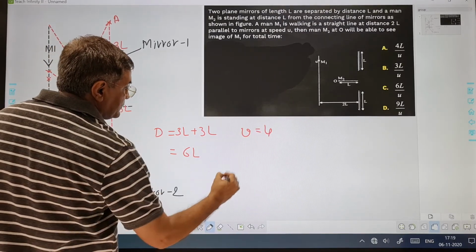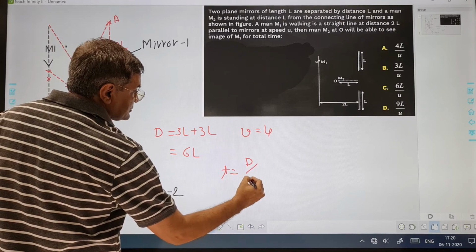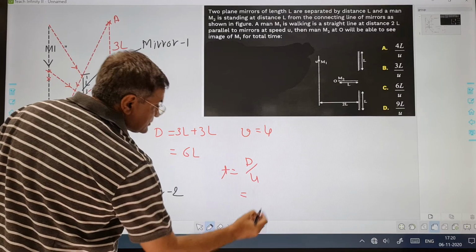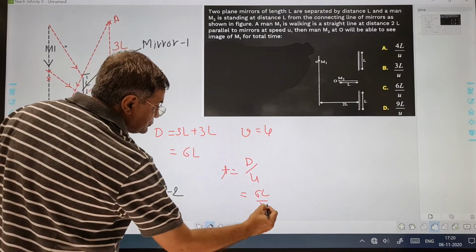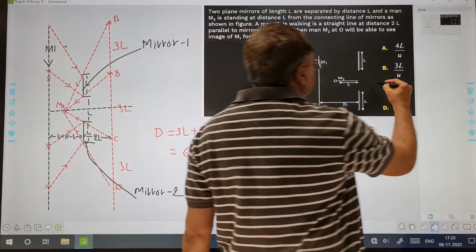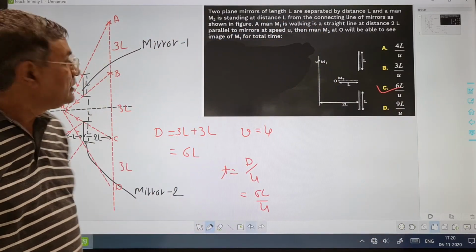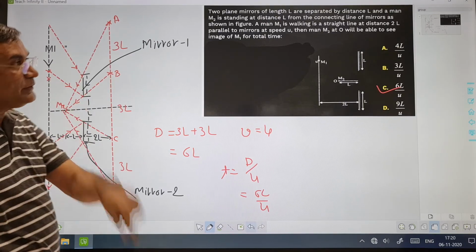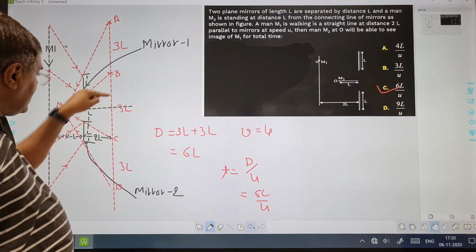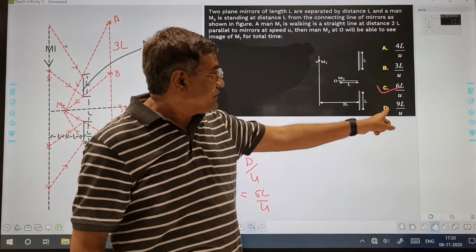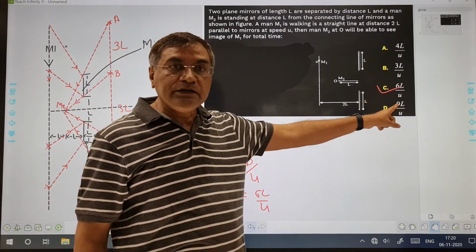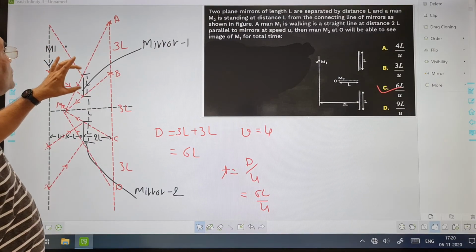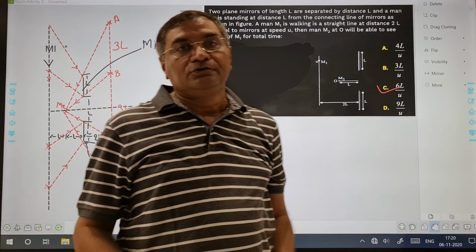u, and therefore time is equal to distance upon velocity. So the distance is 6L divided by u. So your correct option is C. If this mirror is complete without any gap, then what will be your answer? 3L, 3L and 3L, so 9L, so the answer is 9L by u. Suppose only the upper part was given, only one mirror is here, then what answer comes? 3L by u. Right?